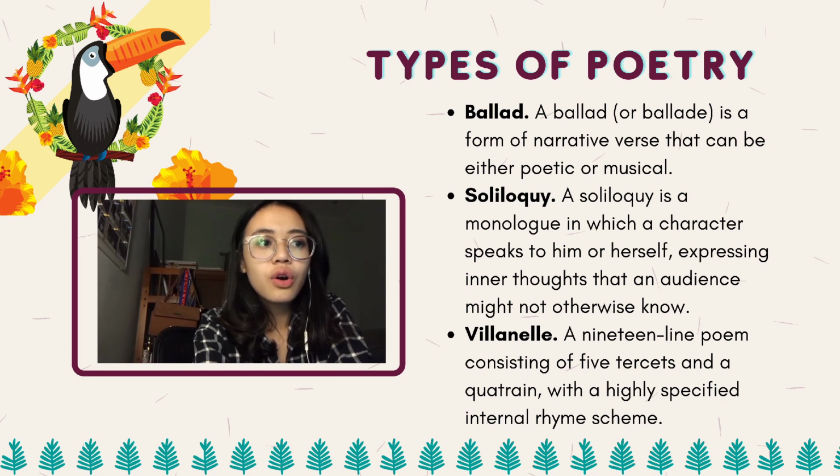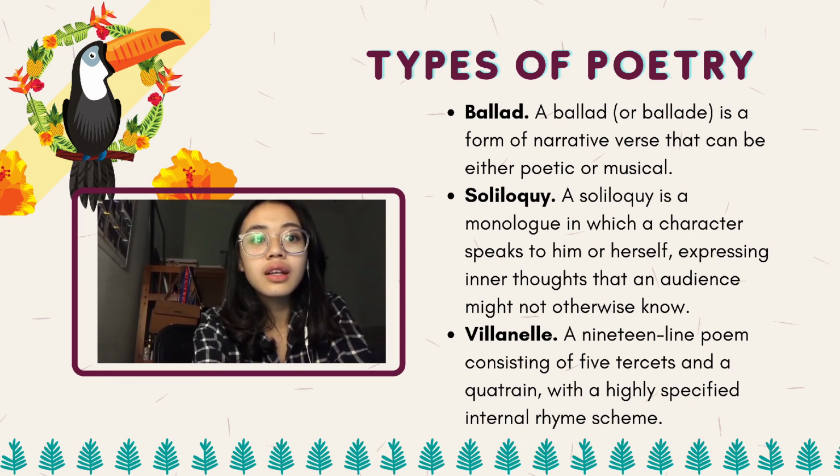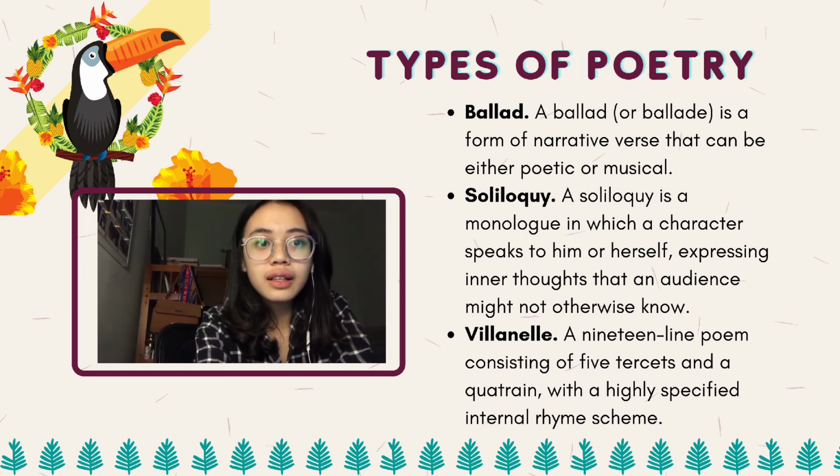A ballad is a form of narrative verse that can be either poetic or musical. And the second is soliloquy. A soliloquy is a monologue in which a character speaks to him or herself, expressing inner thoughts that an audience might not otherwise know. And the last is villanelle.